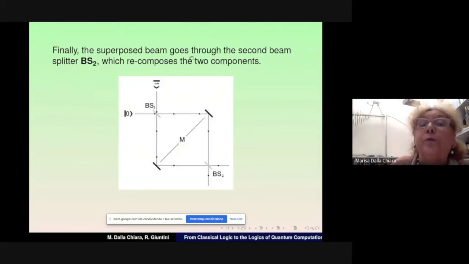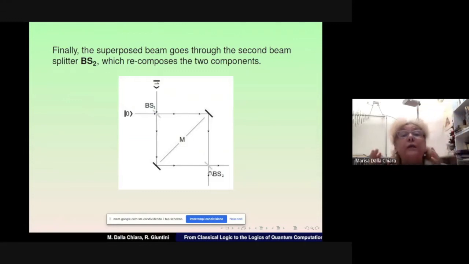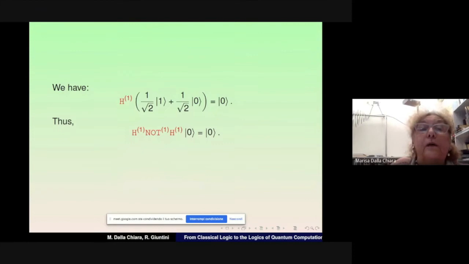Finally, the superposed beam goes through the second beam splitter, BS2, which recomposes the two components. So the Hadamard gate applied to this genuine superposition transforms it into the bit ket 0, by definition of the Hadamard gate. So what happens is that the Mach-Zehnder circuit, Hadamard, NOT, Hadamard, applied to ket 0, gives rise to ket 0.